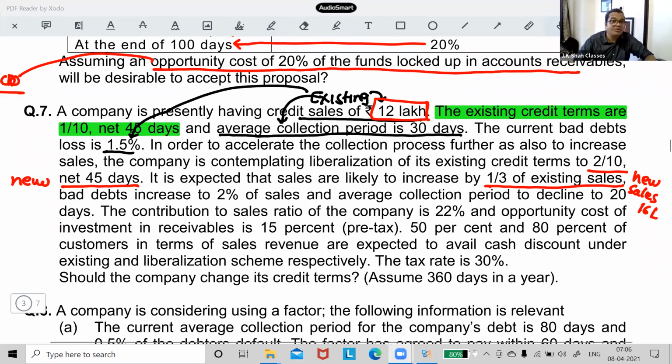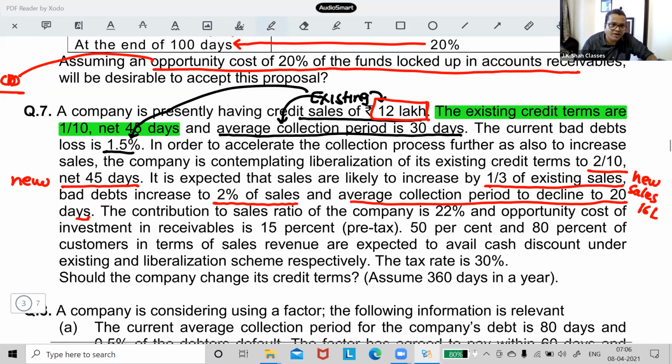Okay. What is going to happen because of this? See, bad debts increase to how much? 2% of sales. Basically, now you increase your sales, the bad debts will increase. So earlier it was 1.5%, now it is 2%. And the average collection period will decline to 20 days. Okay, so this is a new average collection period given in the question.